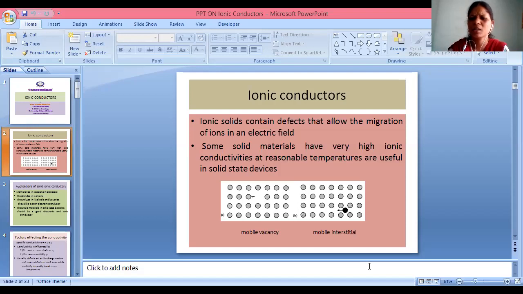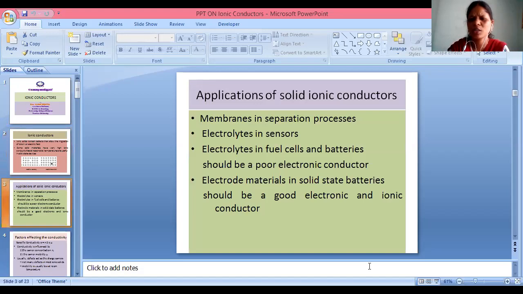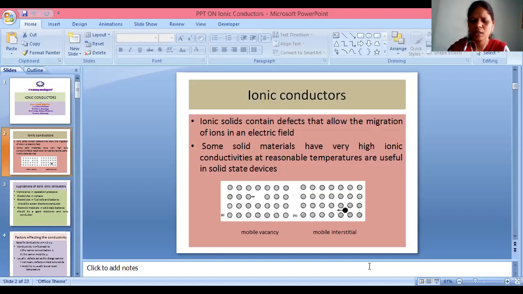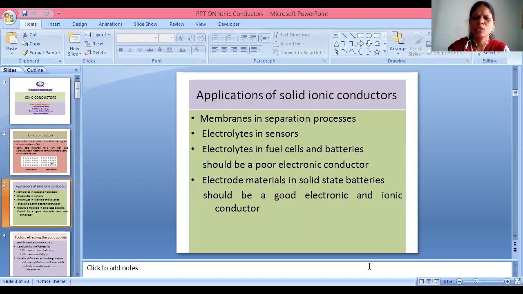For example, here you can see in the figure a mobile vacancy and a mobile interstitial site. One of the atoms or ions is missing from the original site and occupies the interstitial site. So a vacancy is created, some sort of defect is created. Because of these defects, these solids conduct electricity, and different materials have various conductivities. So what are the applications of solid ionic conductors?